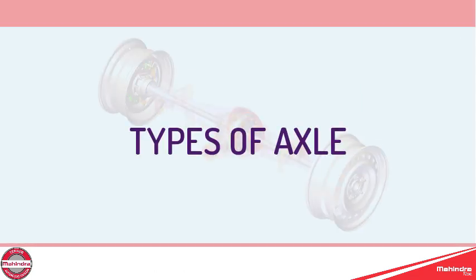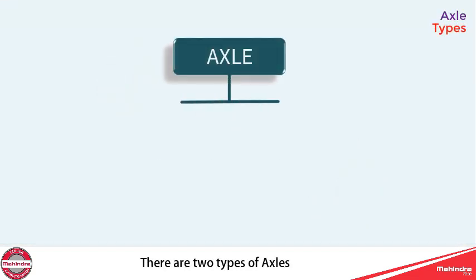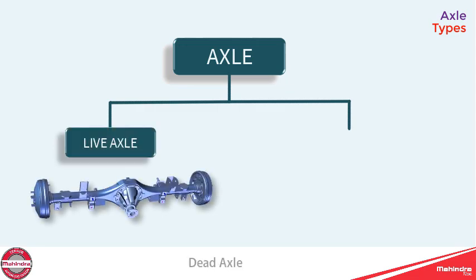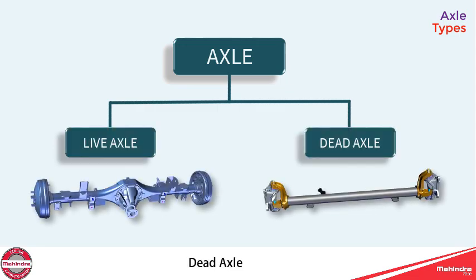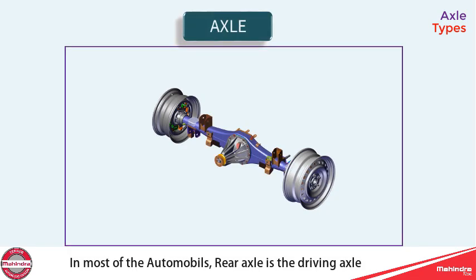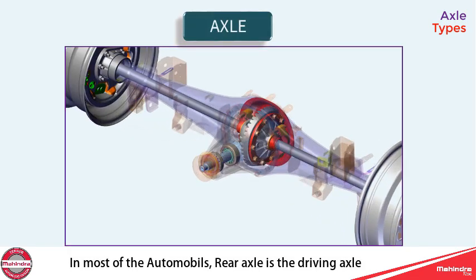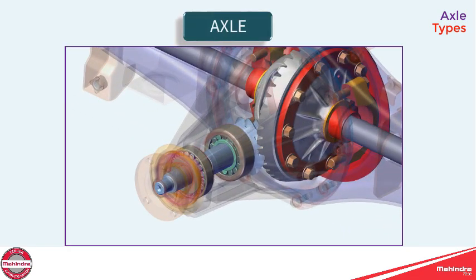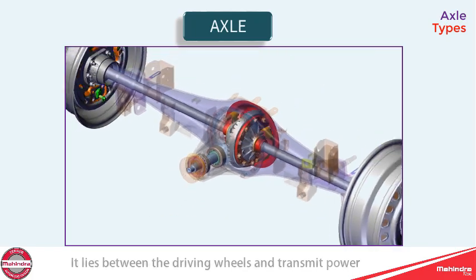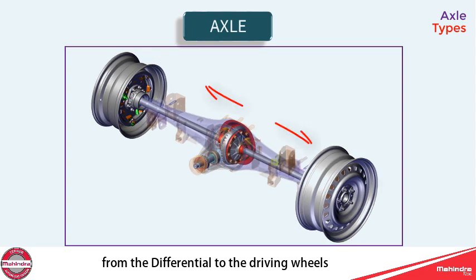Types of axle. There are two types of axles, live axle and dead axle. In most of the automobiles, rear axle is the driving axle. It lies between the driving wheel and transmits power from the differential to the driving wheels.